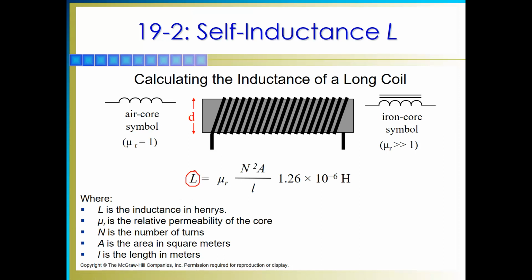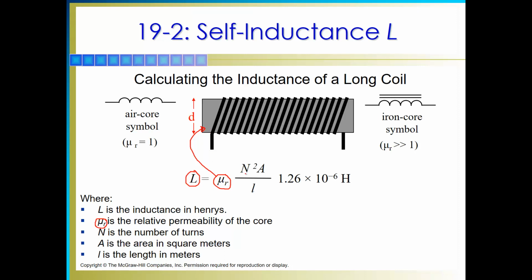Okay, the mu, this mu right here, which in the formula is right here, is the permeability of the core. Now the core being the material in which the conductor is wound around. Okay, some of the inductors don't have anything in there, so the core is made of air.